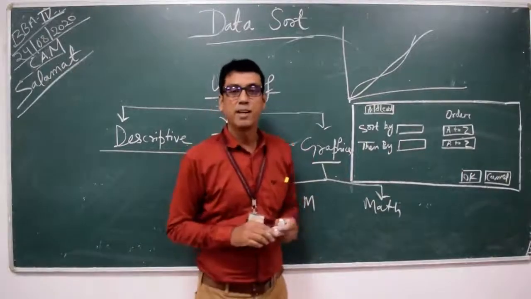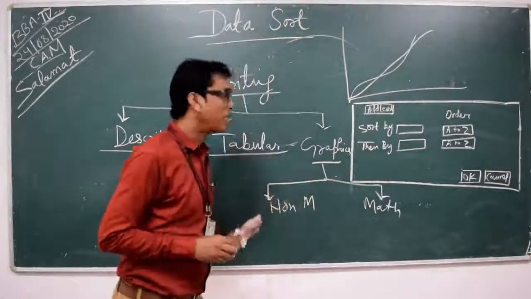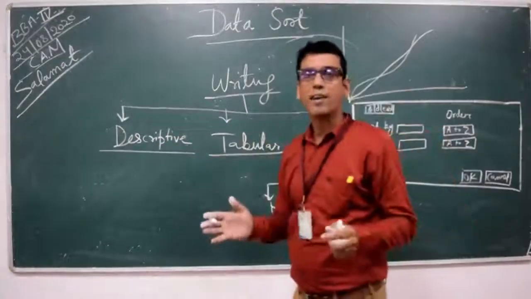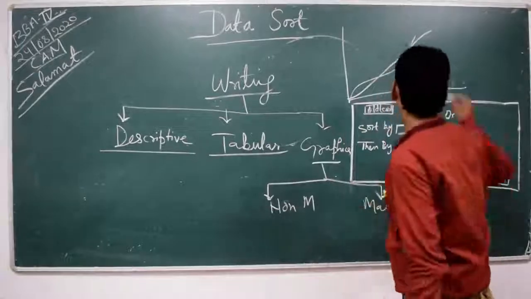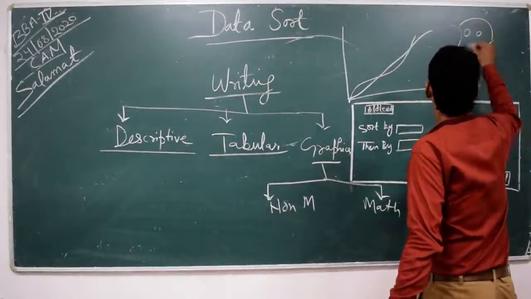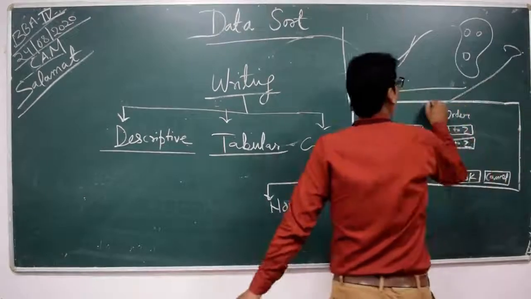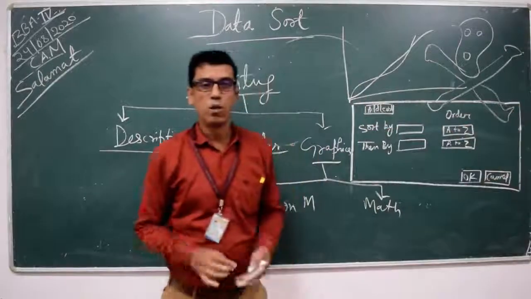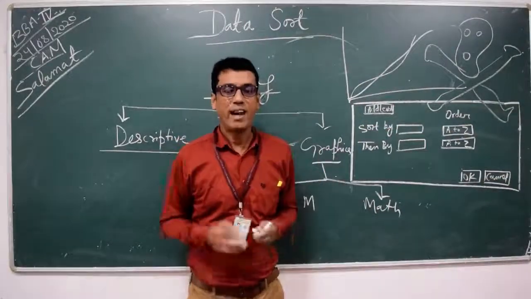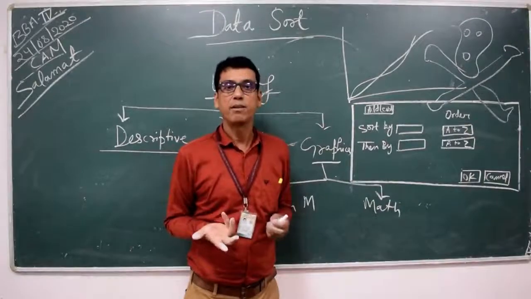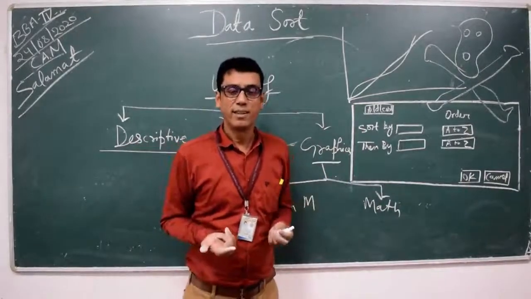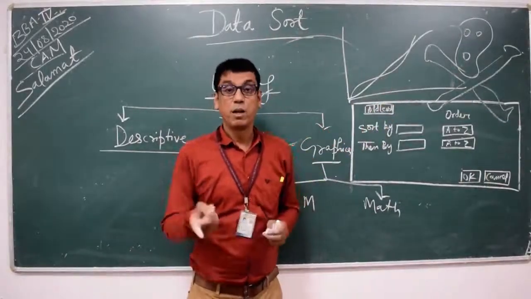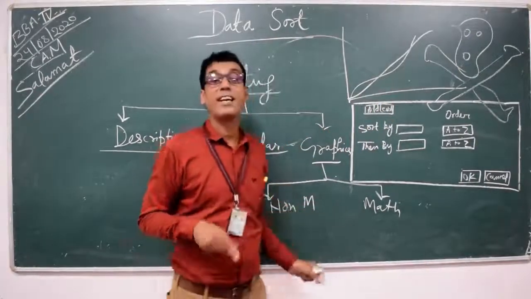The size will matter. But for a non-mathematical graph, you can take one example: when you're driving a car, all of a sudden you see a board on the highway, the skeleton and the bone. A board is there. What thing strikes your mind? Danger. Instead of writing the text, the picture is there. This is the non-mathematical style of writing.